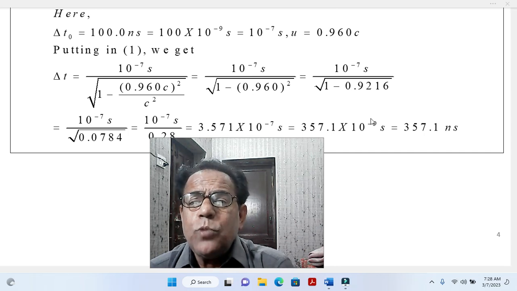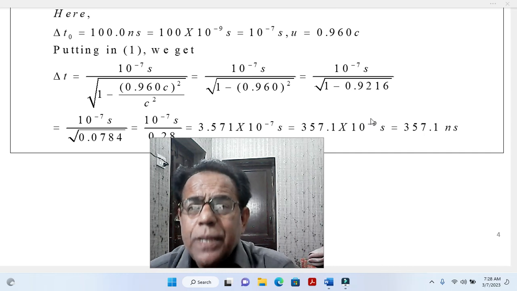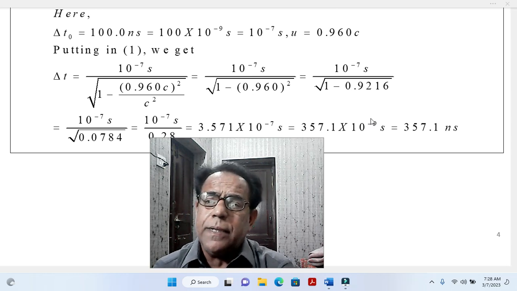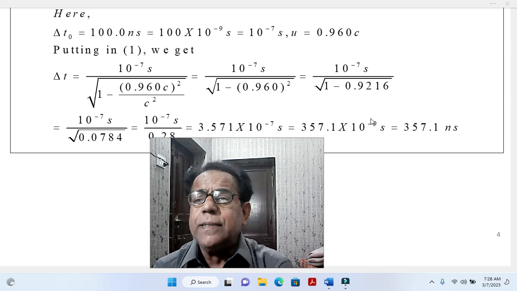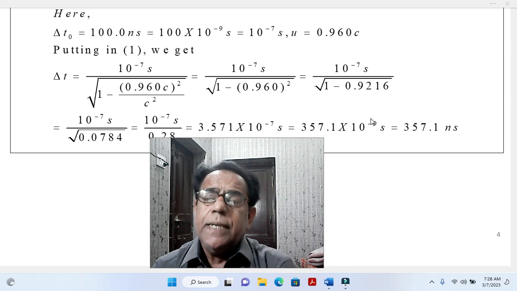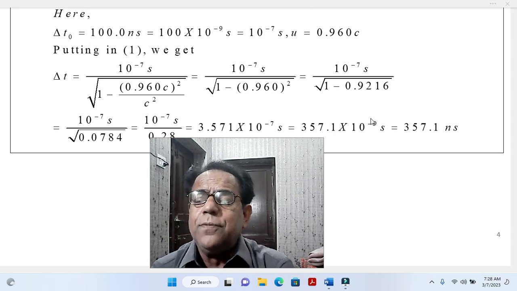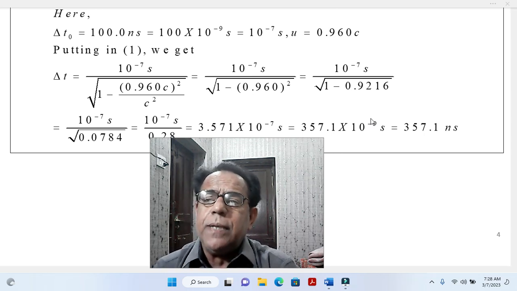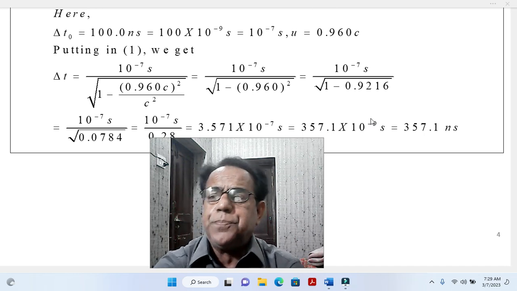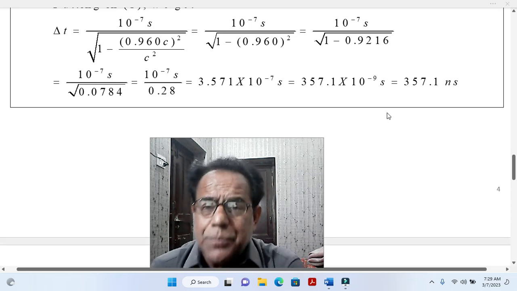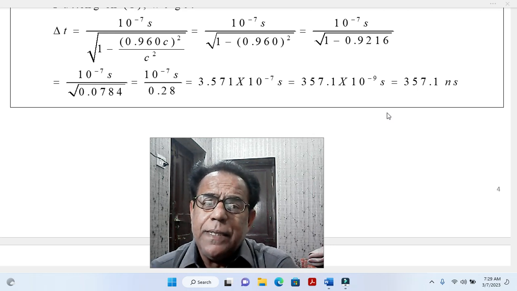Here, dear students, c square will cancel out with c square, and this expression will alternatively become equal to 10 raised to the power minus 7 second over square root of 1 minus 0.960 square. Square of 0.960, that is multiplying 0.960 with 0.960, is equal to 0.9216. So this expression becomes 10 raised to the power minus 7 second divided by square root of 0.0784. This alternatively becomes equal to 10 raised to the power minus 7 second divided by 0.28.